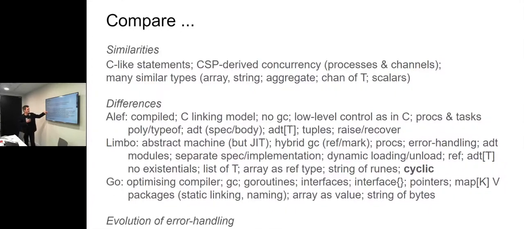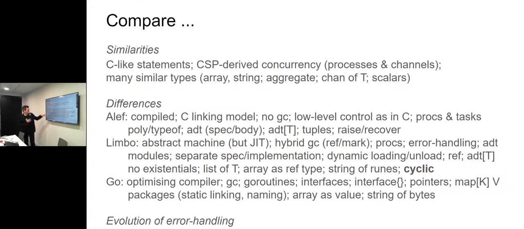Limbo had an abstract machine, the Dis machine, although it did have a JIT to speed things up. It had a hybrid garbage collector, so it had reference counting as the first step, but there was a backup concurrent mark-sweep collector to handle cycles. Because this was defined in some sense at the language level, you could rely on the resources being reclaimed. It had procs, which were multiplexed across operating system processes, so the need for a distinction between procs and tasks vanished.